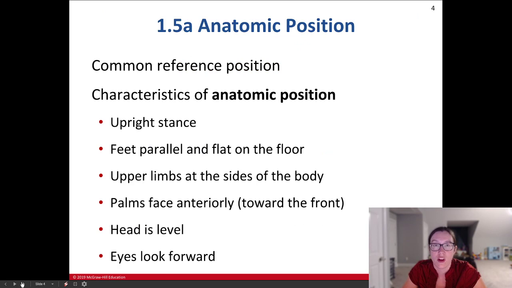So, the first thing we'll talk about is anatomic position. An anatomic position is just the way that we assume that people are standing. It's a common reference position. And in anatomic position, we assume that the person that we're describing is standing up with their palms facing forward. Feet are parallel and flat on the floor. Upper limbs are at the sides of the body, and head is level and eyes are looking forward.